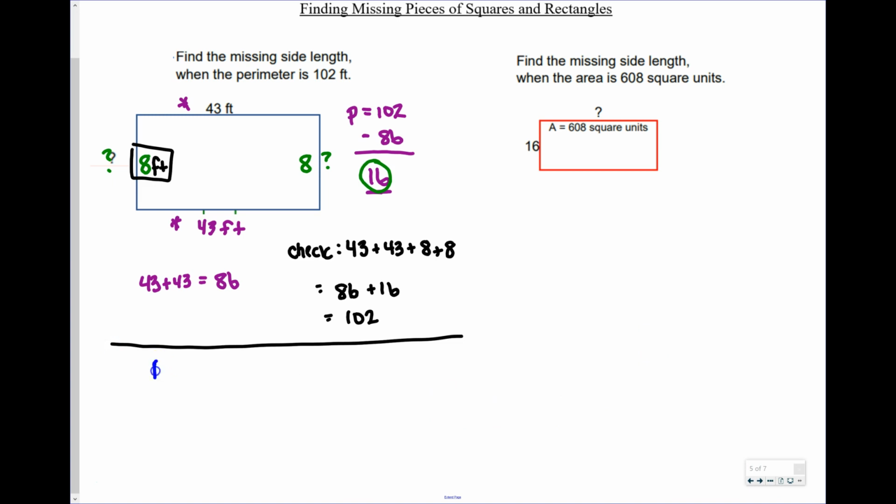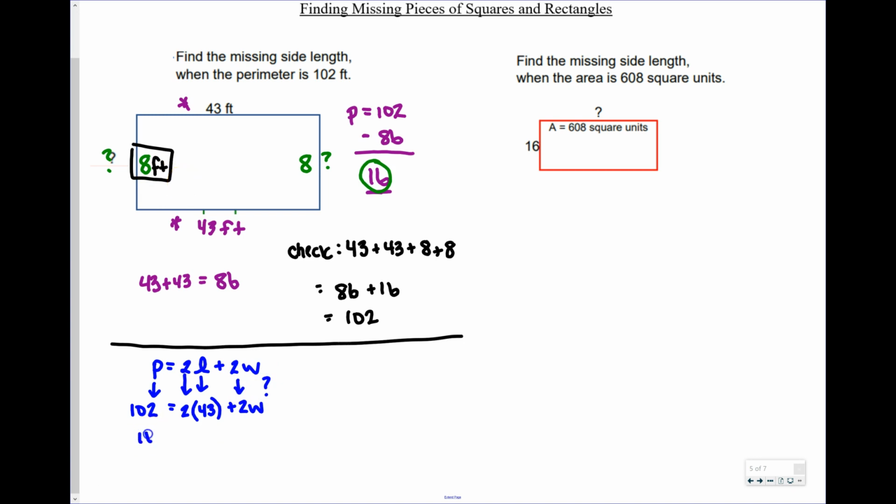Algebraically, your formula is P equals 2L plus 2W, okay? So I know my perimeter. They tell me it's 102, so I know perimeter is 102. I keep this 2 here. That doesn't change. And I know that my length is 43. I'm just replacing all of these letters with numbers that I know. Plus 2 times whatever the width is. I don't know what the width is. I mean, I do, I know it's 8, but I don't know in the original problem.